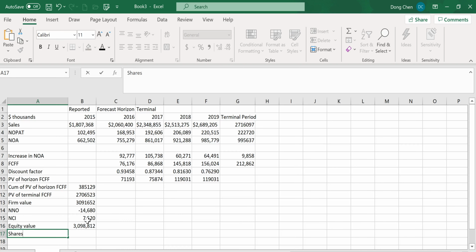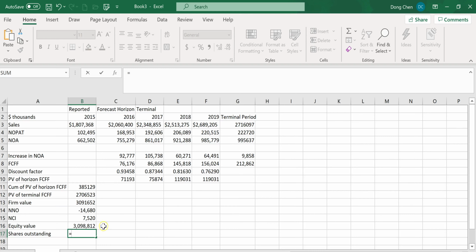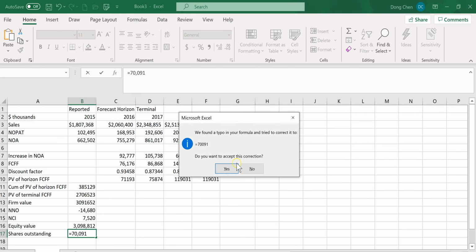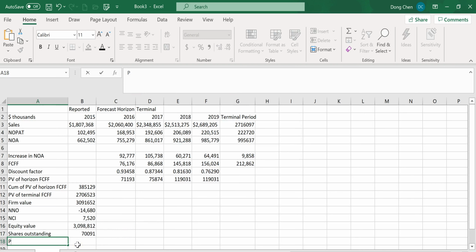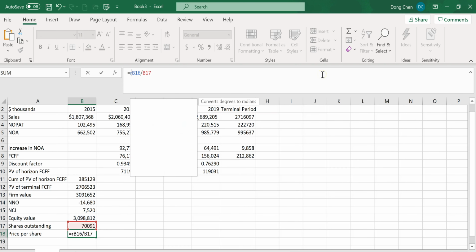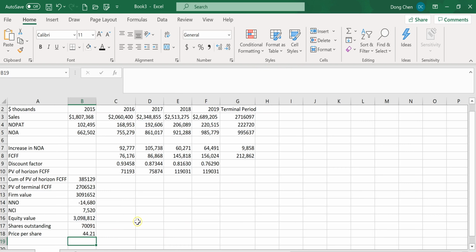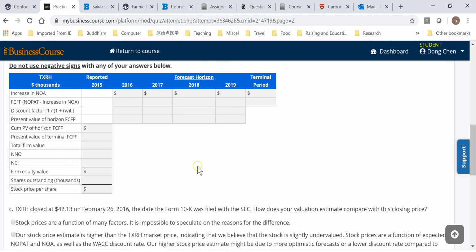Then shares outstanding. If I assume common shares is this number. And then price per share. We divide equity value by the total shares outstanding. Then we just need to follow the rounding requirement, round this to 2 decimal places, right? So 44.21. The rest of the job is simply to copy all these numbers back to the table as required.